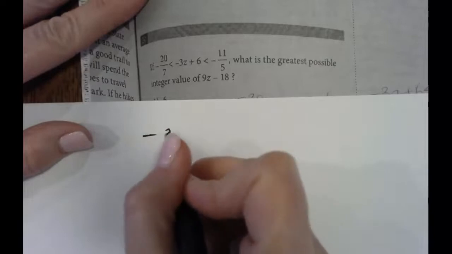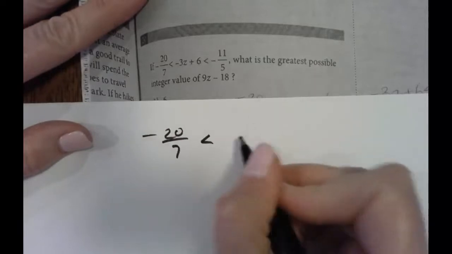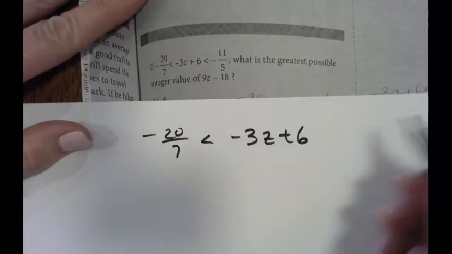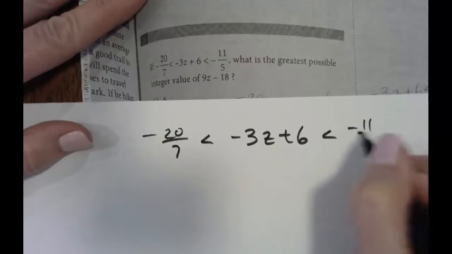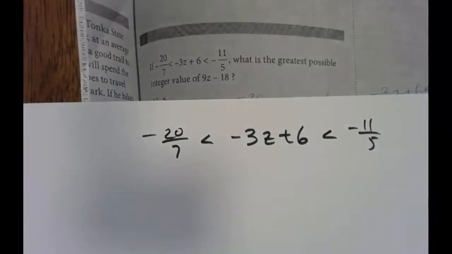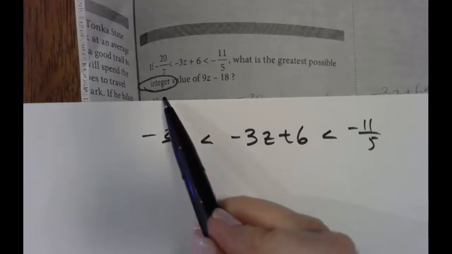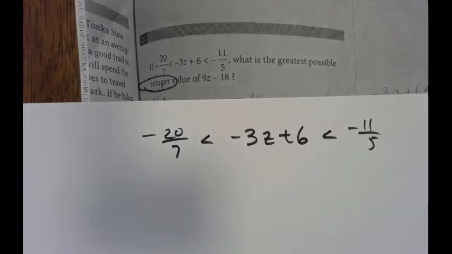We have, first of all, if negative 20 over 7 is less than negative 3z plus 6, which is less than negative 11 over 5, what is the greatest possible integer value? Remember, an integer is just a number, like on the number line. Integer value of 9z minus 18.